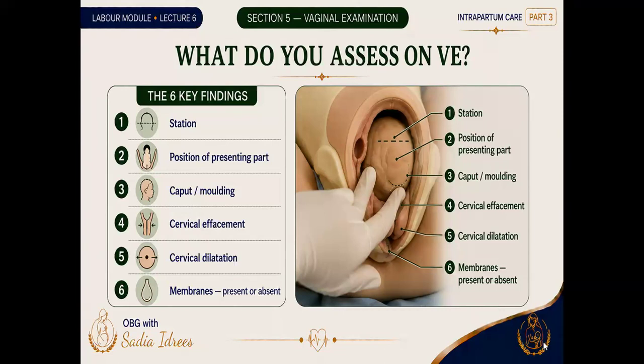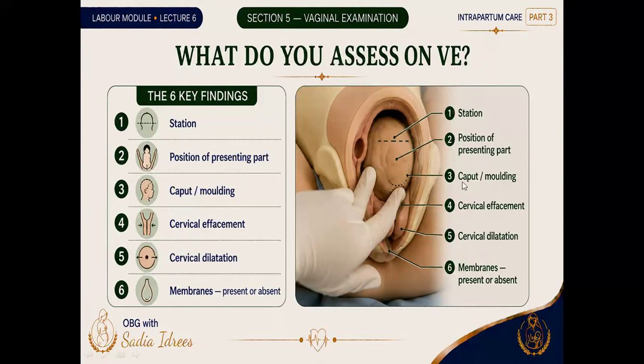during vaginal examination? And I want you to think beyond cervical dilatation, because vaginal examination is not simply about the cervix being 5 centimeters. There are 6 important things. First, assess the station of the presenting part: how far the presenting part has descended in relation to the maternal ischial spine. Second, determine the position of the presenting part. In a cephalic presentation, we use the sutures and fontanelles to identify the fetal head position.